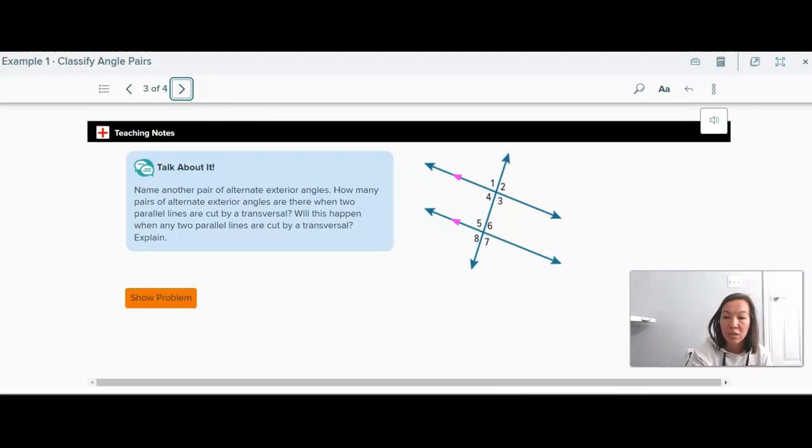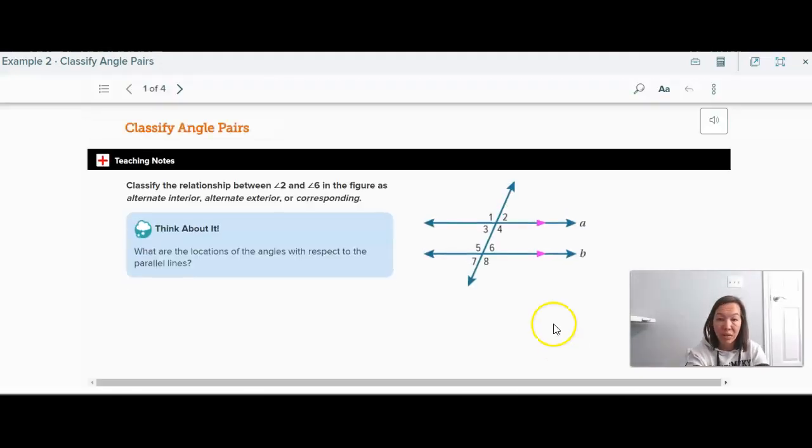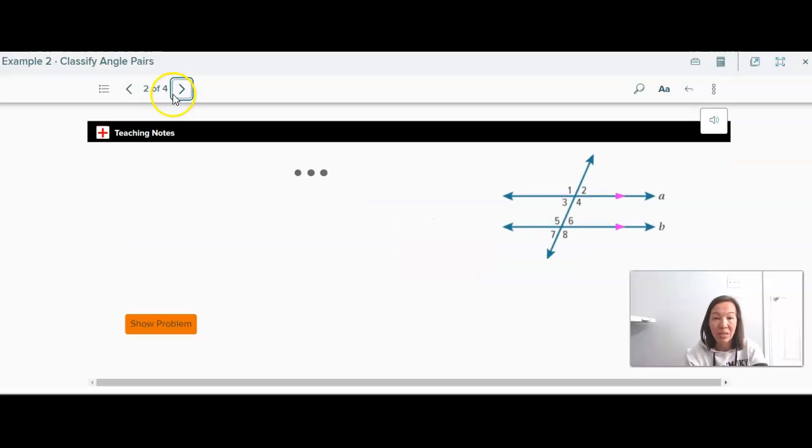Okay, so let's look at another example on page 385. 2 and 6 on page 385. What would 2 and 6 be? First of all, they're on the same side of the transversal, so they can't be alternate. If they're on the same side, they can't be alternate, and the only other choice then we have is corresponding. So are they corresponding? Are they in the same position on their respective lines? Yes, they are. So what would be another pair of corresponding angles in this figure? You could have 4 and 8, 3 and 7, 1 and 5. Those would all be corresponding angles.